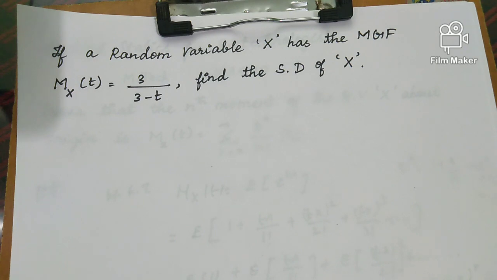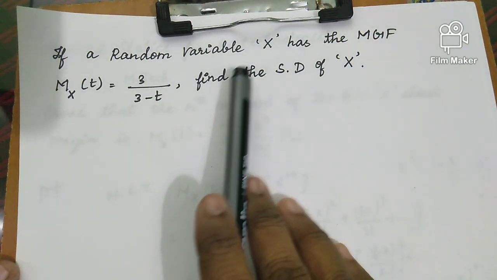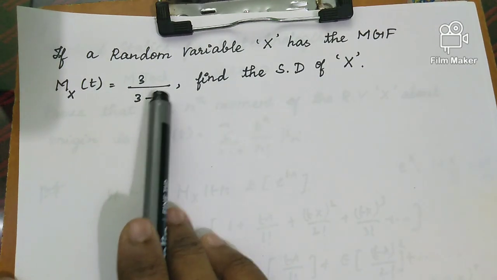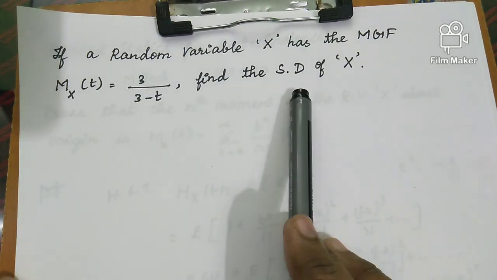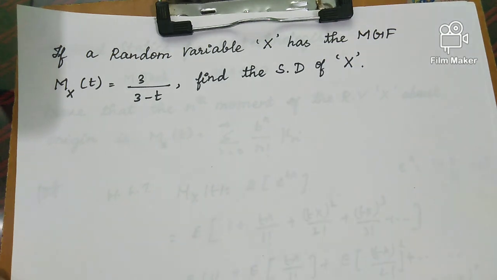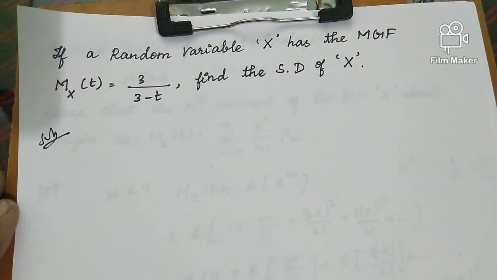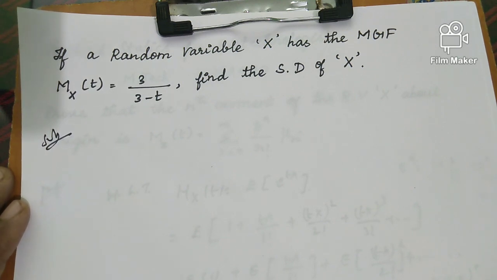Look at the question. If a random variable x has M_X(t) equal to 3 by 3 minus t, find the standard deviation of x. Standard deviation is nothing but the root of the variance, as I told you already in the class itself. In this problem, directly we are not able to find the standard deviation. Before that we need to find the mean and variance so that we can easily find the standard deviation.